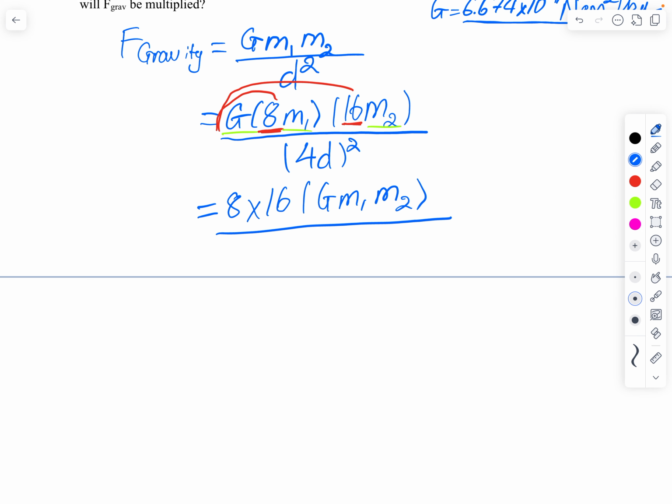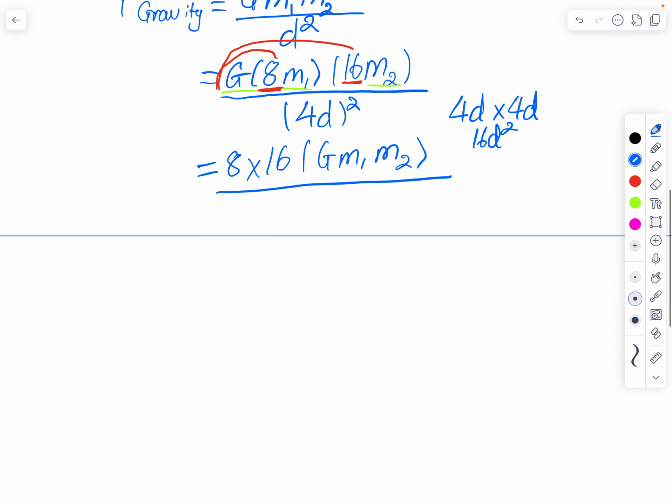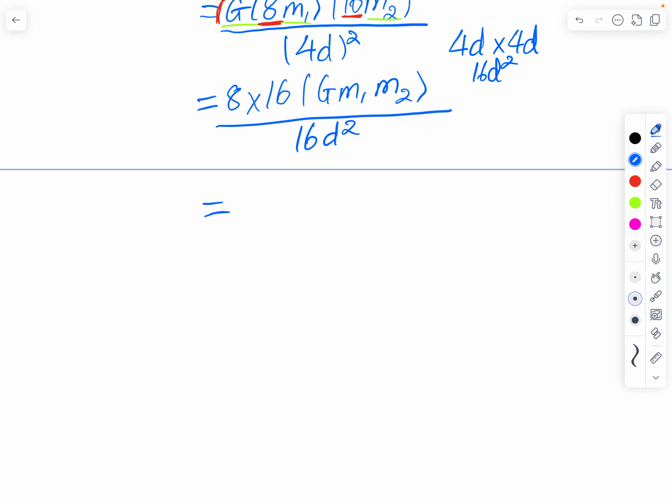Okay. And then 4D. So 4D squared is basically 4D times 4D. So 4 times 4 is 16, right? And then D times D is D squared, right? Just basic algebra. So we got 16D squared. Then it would be 8 times 16 is 128, times G M1 M2, over 16D squared.